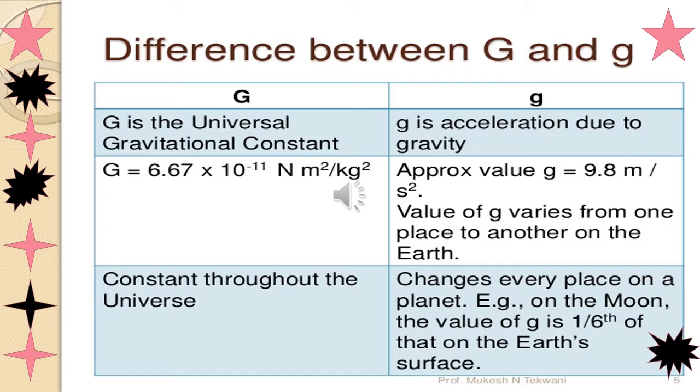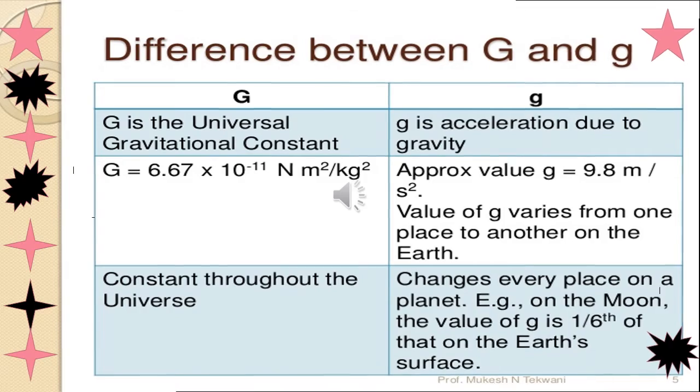The value of small g varies from one place to another on Earth. Number 3, capital G is constant throughout the universe, whereas the value of small g changes at every place on a planet. For example, on the Moon's surface the value of small g is 1/6 of that on the Earth's surface.